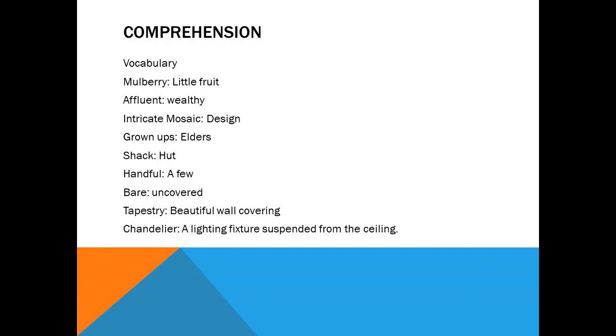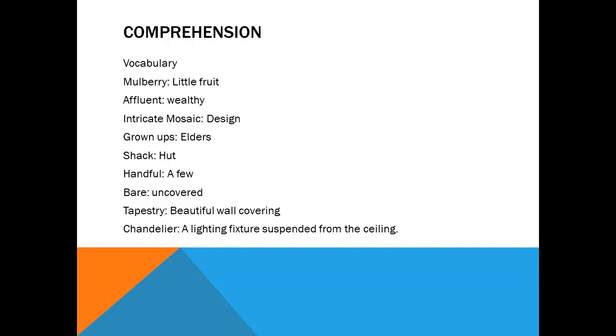The very next word is handful. Handful means a few, very less in number. The next word we can see here is bare. Bare means uncovered, like bare feet, like bare head, something that is not covered. And the next word is tapestry. So tapestry is a wall covering.